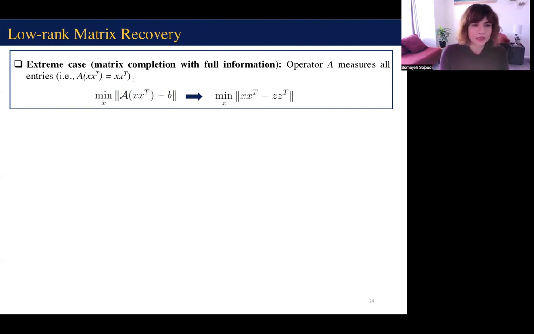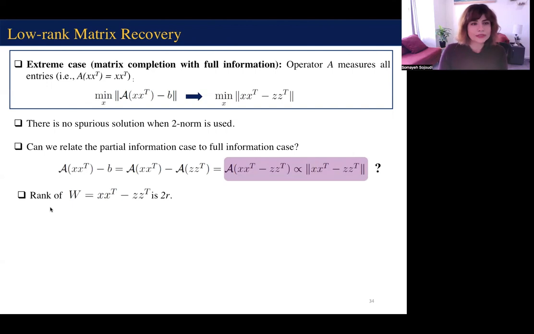So A(XX transpose) is the same as XX transpose. So the problem becomes really easy. We minimize some norm of XX transpose minus ZZ transpose over X. And it's easy to show that this objective function has benign landscape and there is no spurious solution. So if we can somehow relate the partial information case to full information case, we are done, because we know the full information case is an easy optimization problem.